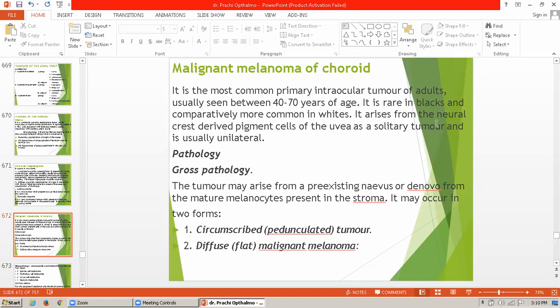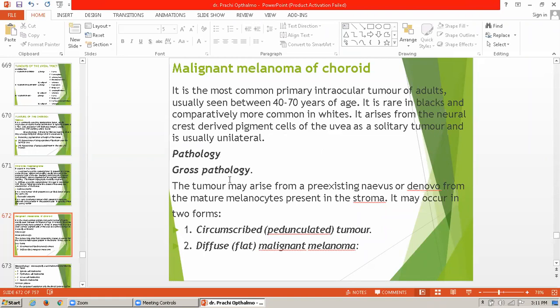So it arises from the neural crest derived pigment cell of the uvea as a solitary tumor, and it is usually unilateral. So the malignant melanoma of the choroid is the most common primary intraocular tumor presenting in an adult between 40 to 70 years, and it is rare in blacks but comparatively more common in whites. So it arises from the neural crest derived pigment cell of the uvea as a solitary tumor.